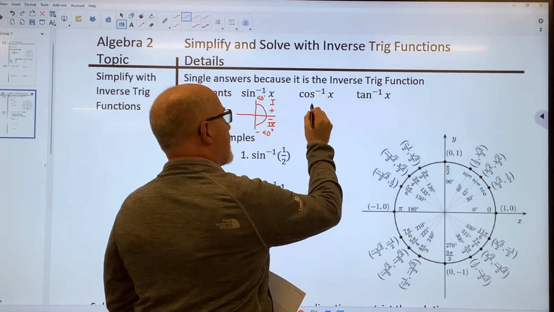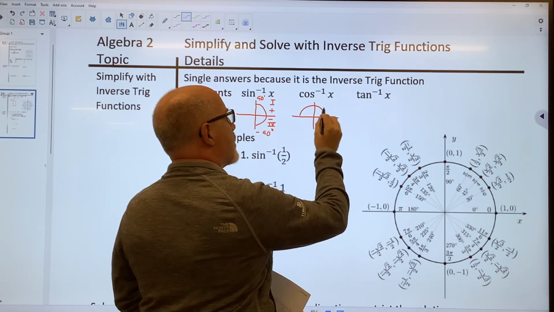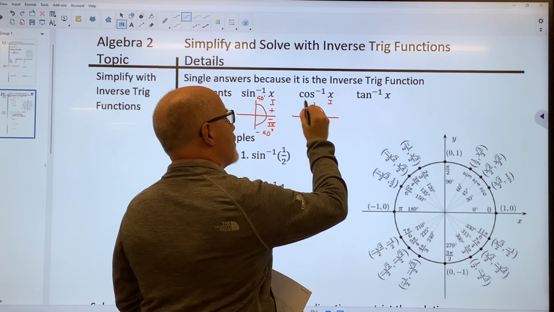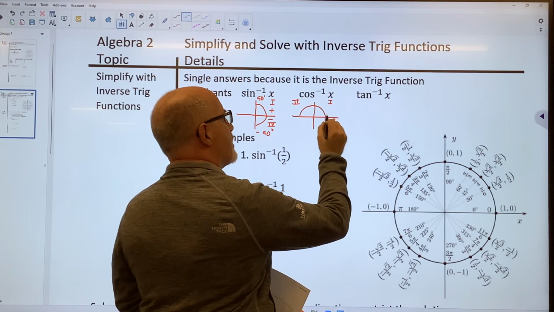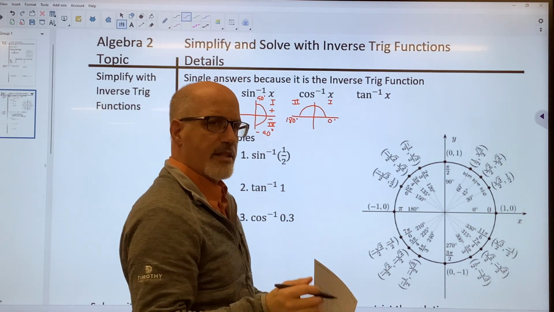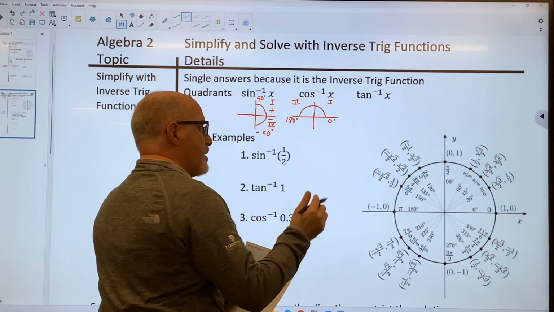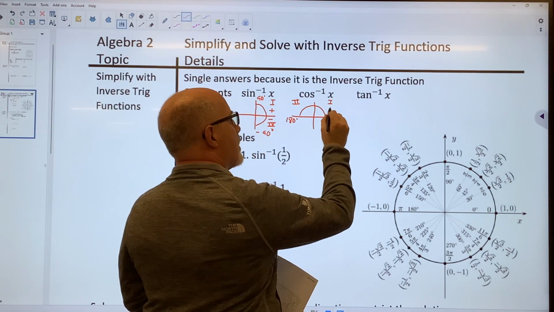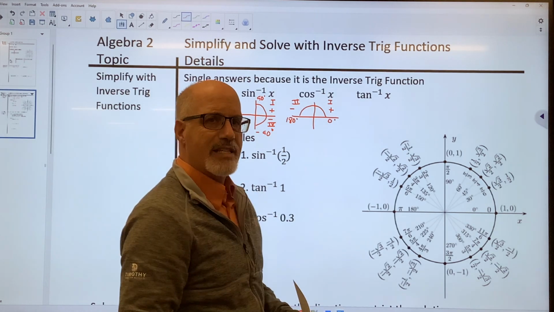Now cosine, on the other hand, uses quadrants 1 and 2. So cosine goes from 0 degrees to 180 degrees if we're dealing in degrees. Again, this will use degrees here, but we could also have radians. So for this one, quadrant 1 is where cosine is positive, quadrant 2 is where cosine is negative.